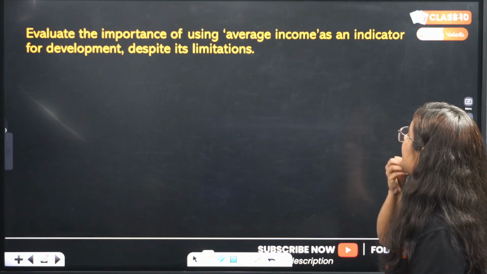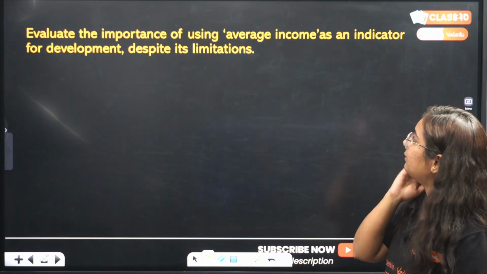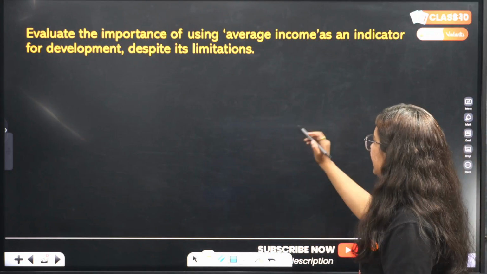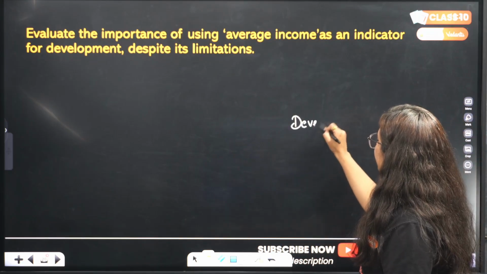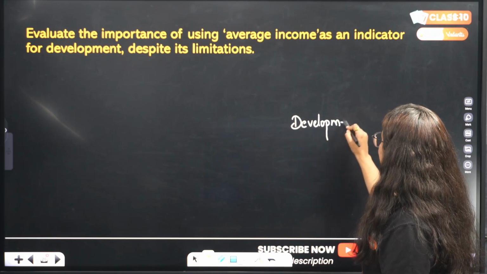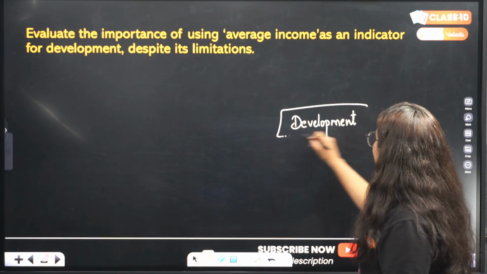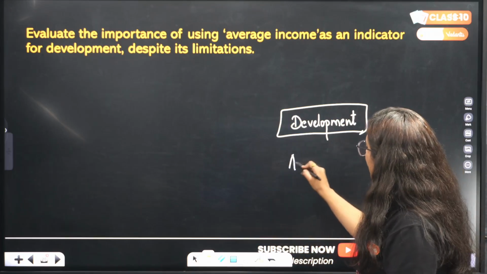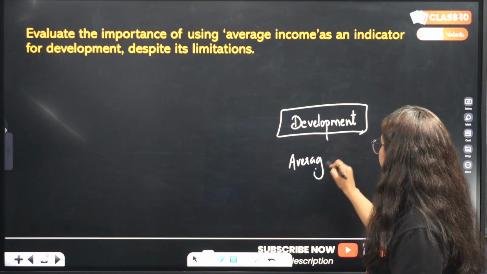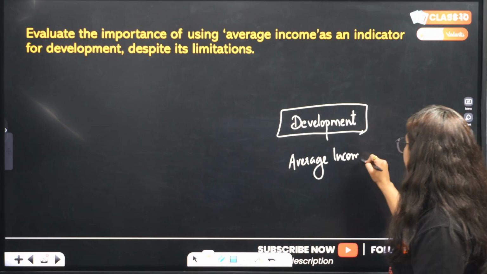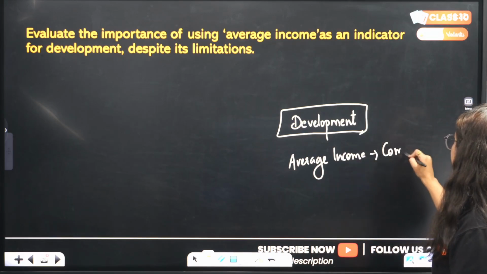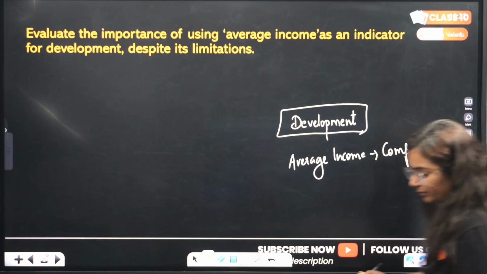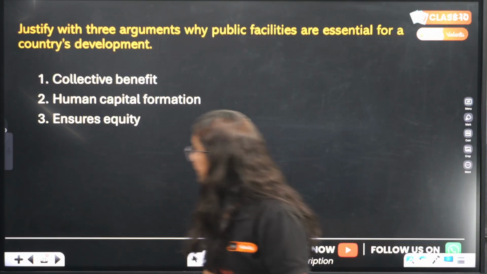Evaluate the importance of average income as an indicator for development despite its limitation. We already did it in the starting. Whenever you talk about development, you will say that in the initial starting, when we thought that development needs to be compared between different countries, what we chose was average income. Why? Because average income is very good for comparison. You can give the example of two countries and how to compare them.